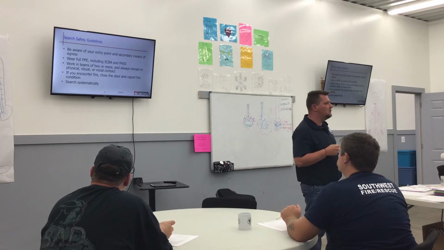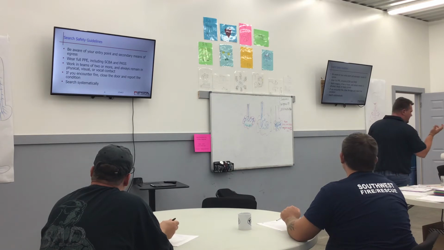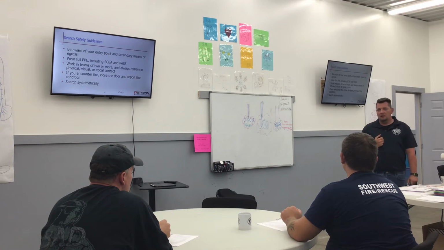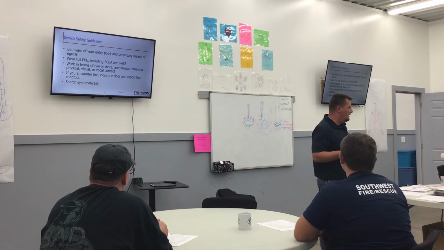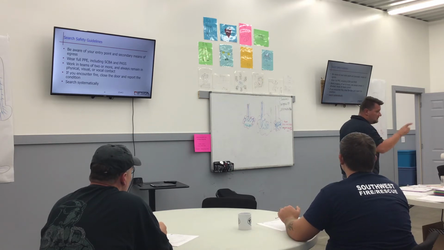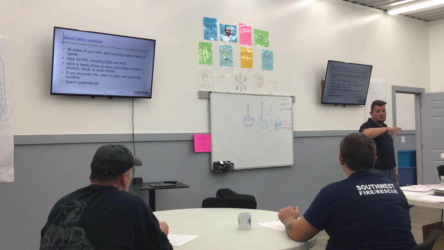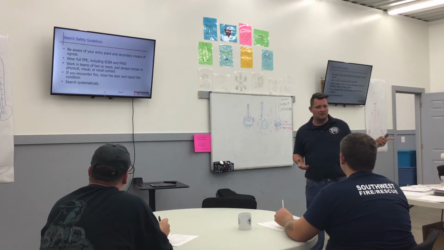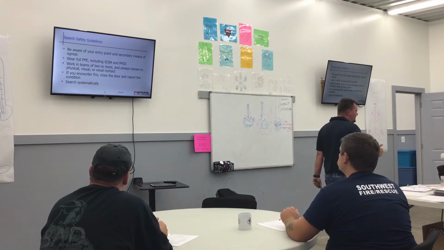Be aware of your entry point and secondary means of egress. So if I know that I've got a victim in a bedroom, where would a secondary means of egress be? A window. Okay, potentially a window in that building. Now, when we get to what kind of searches we're going to do, if I know that there's a victim in that room, what kind of search am I realistically probably going to do? Targeted search. Okay, so targeted search or DPS. So I'm going to do one of those.